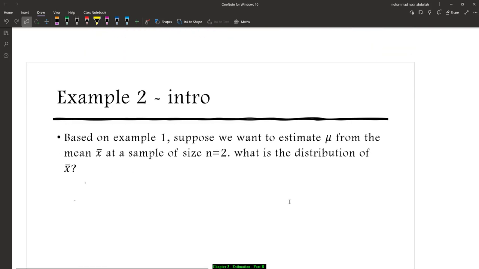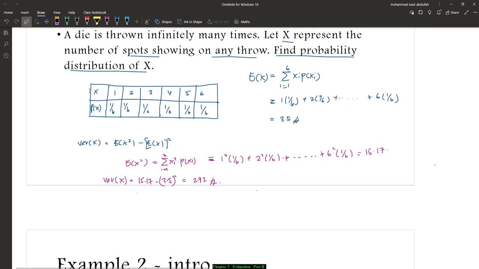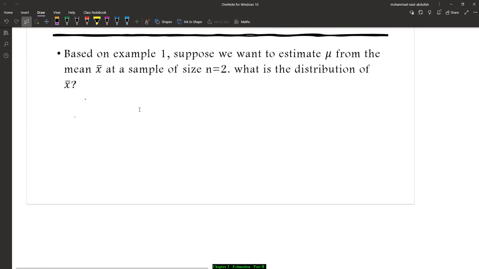So now let's look at example number two. Example number two says suppose we want to estimate mu from the mean x bar at a sample size n equal to 2. So it means that we have two dice, and we want to know the distribution of x bar. To find the distribution of x bar, we need to draw a table like this, but now with n equal to 2.